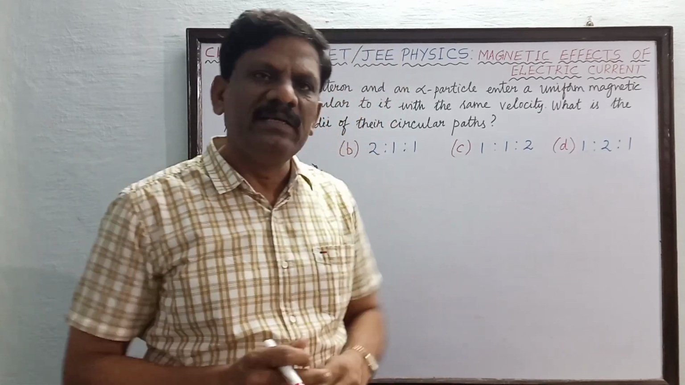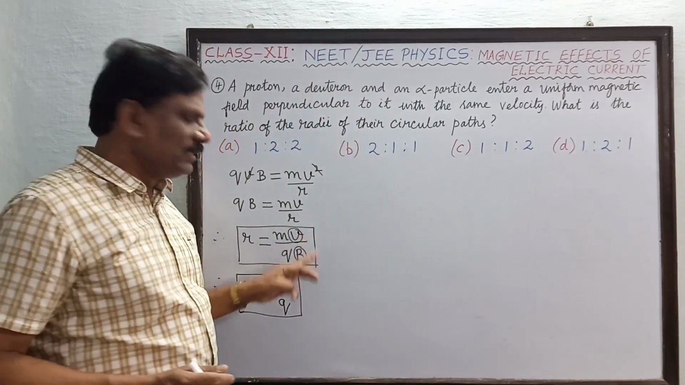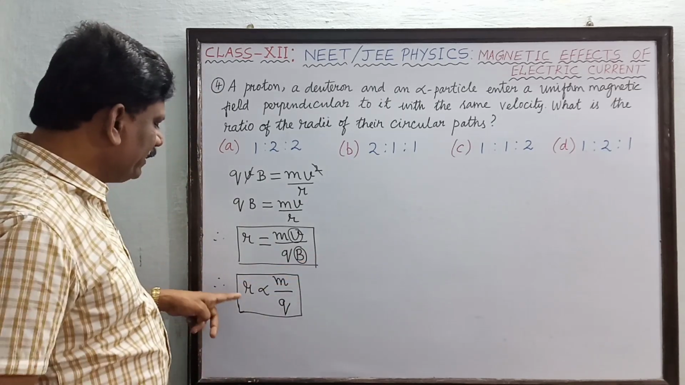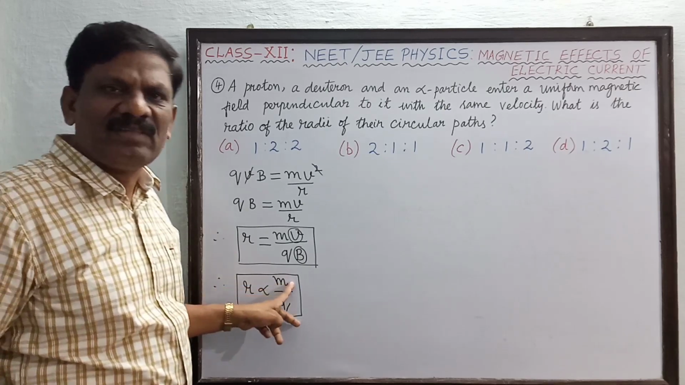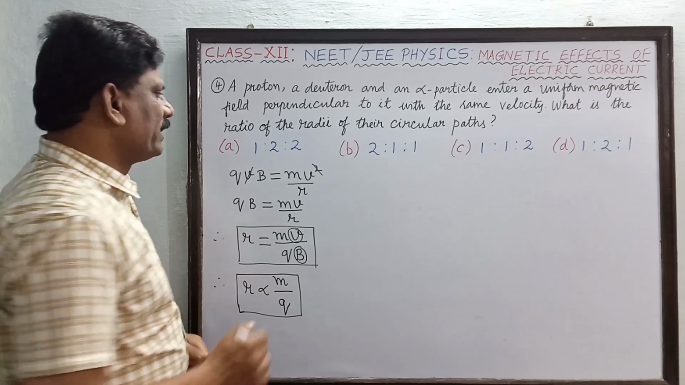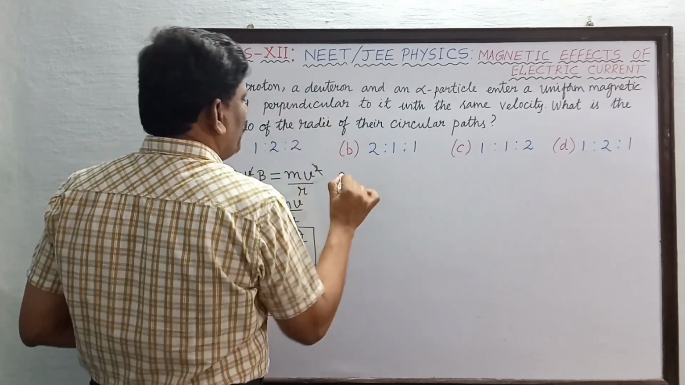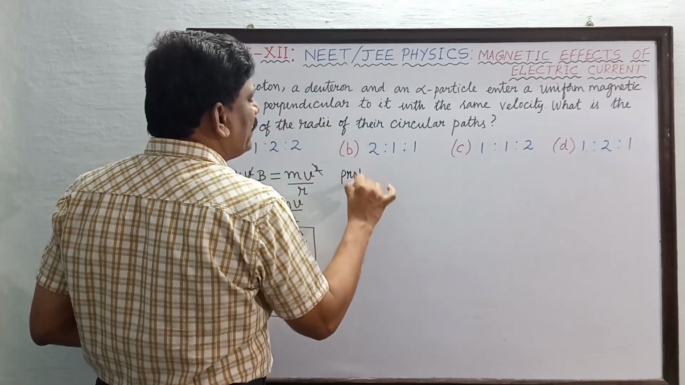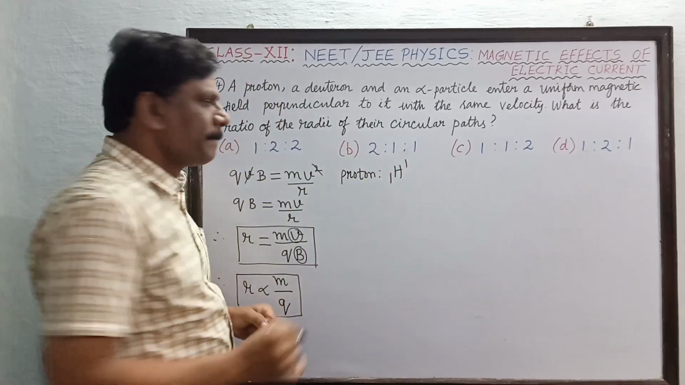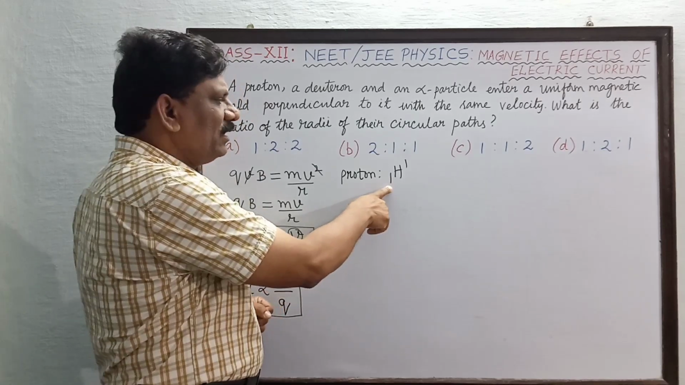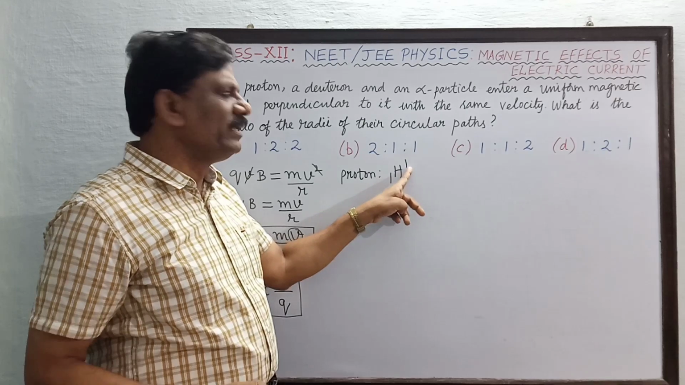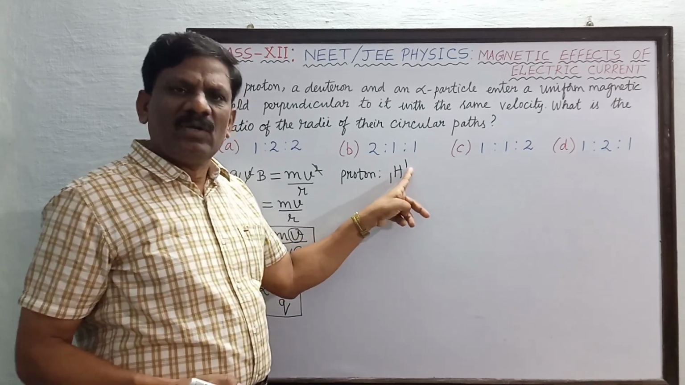Are you all understanding that the velocity is constant and the magnetic field is constant first of all? Therefore, the radius is directly proportional to the mass of the particle and inversely proportional to the charge of the particle. Now this proton, how do you represent a proton? Proton is represented by 1H1. The charge number is 1 and mass number is 1. So roughly I can say Q is equal to 1 unit and M is also equal to 1 unit.